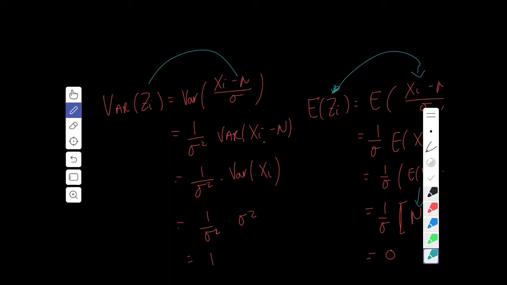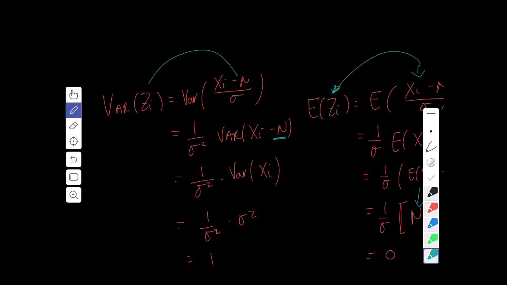And then when you have a variance of a random variable, and you add or subtract a constant, because mu is a constant here, you're just left with the variance of the random variable, because the constant has no effect on the spread or the variation of the random variable. And then the variance of xi, using the same idea as the expectation, we said that the variation was sigma squared, so we have the variance of zi being equal to 1.